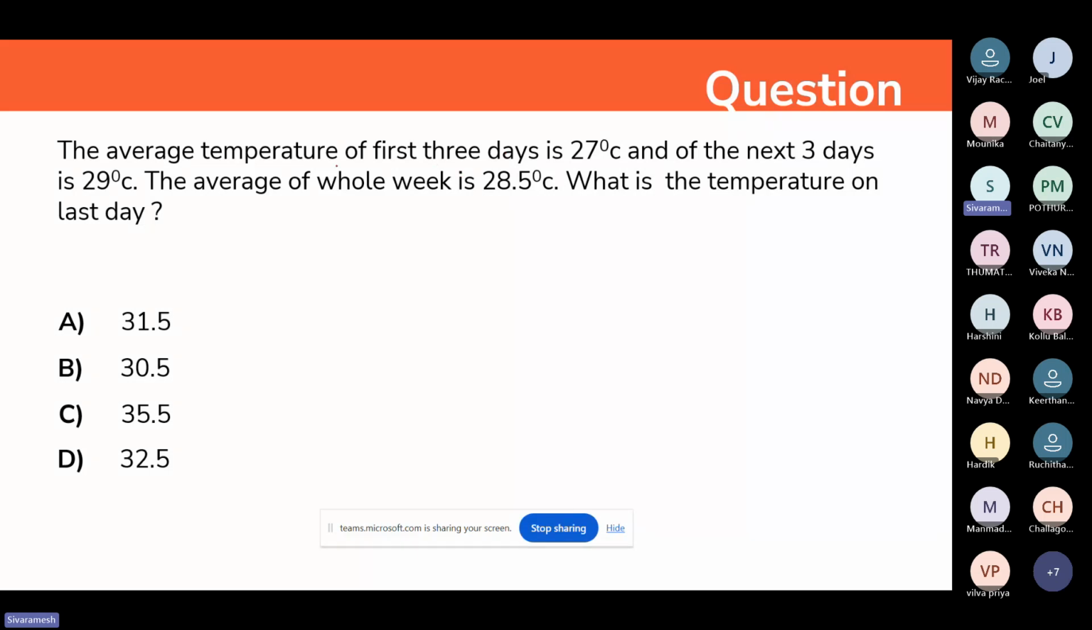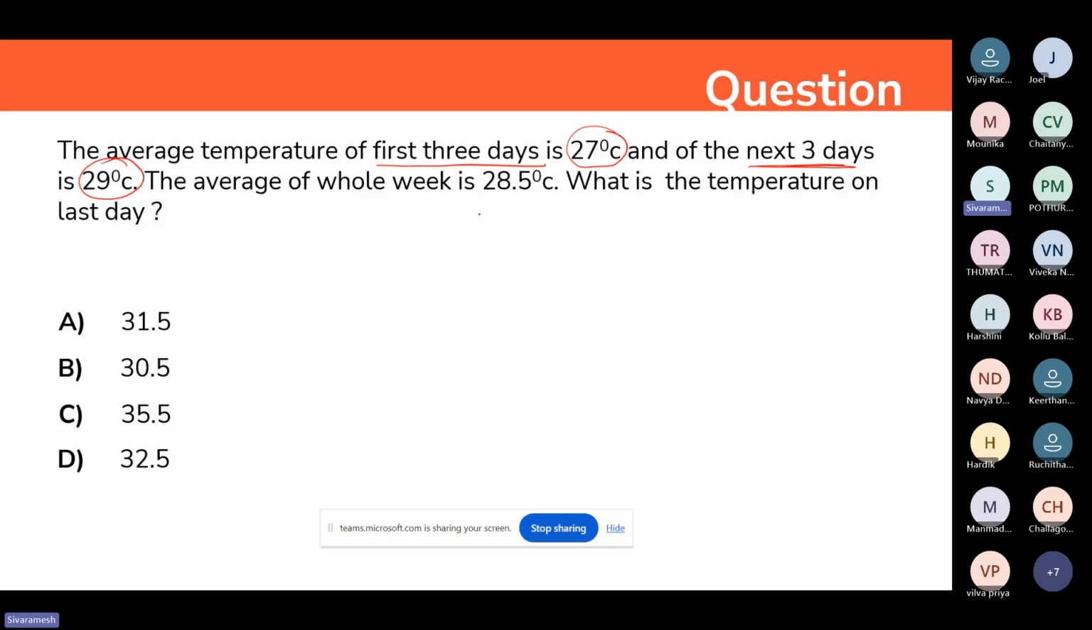Try to understand. Here, the average temperature of the first 3 days of a week, let's say Monday, Tuesday, Wednesday, and of the next 3 days, Thursday, Friday, Saturday, is 29. Now you cannot apply the same logic of counting the average difference, because all 3 days are different. First 3 days is Monday, Tuesday, Wednesday; next 3 days is Thursday, Friday, Saturday.